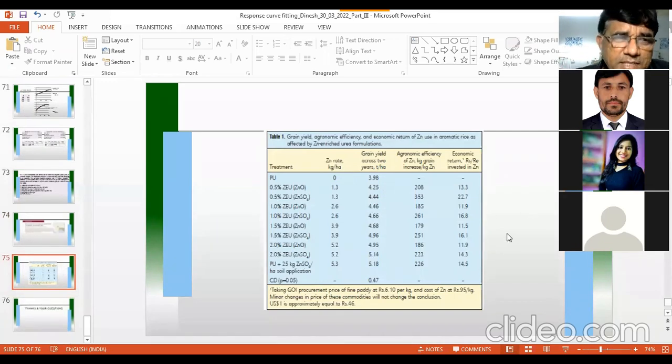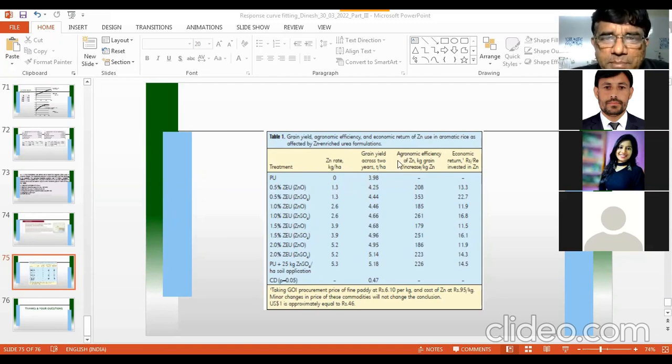In this case, it is very simple to calculate the economics of fertilizer. In the first case, you can see just treatment, or you need not bother about this treatment. See the next column, zinc rate kg per hectare. So these are the rates of zinc fertilizer application, and you can consider it as a variable X because the doses are changing, and grain yield is the response. When you have 0 zinc, 3.98. When you have 1.3, these are the responses in terms of grain yield.